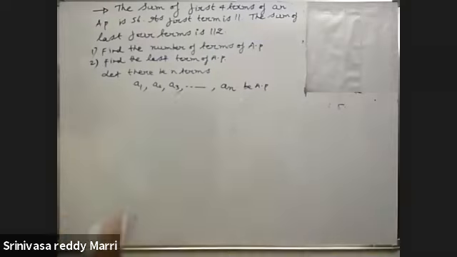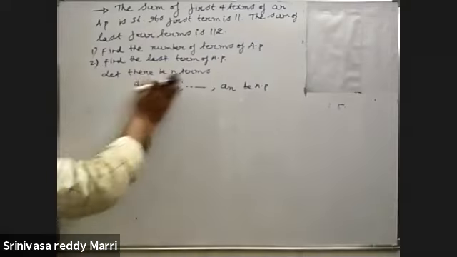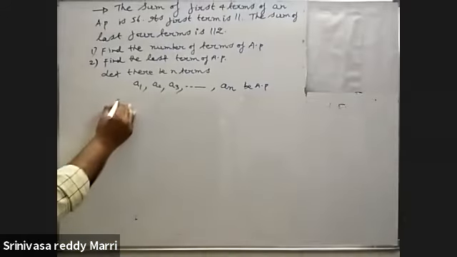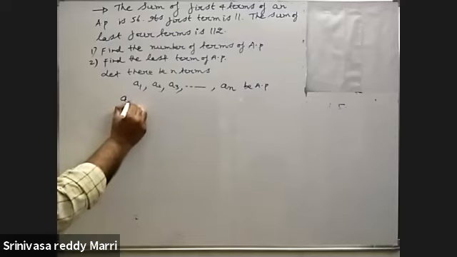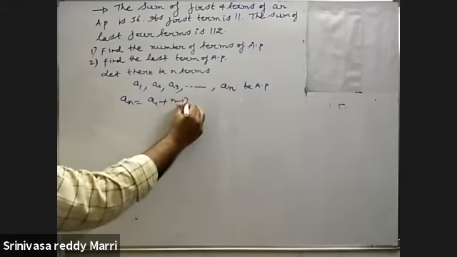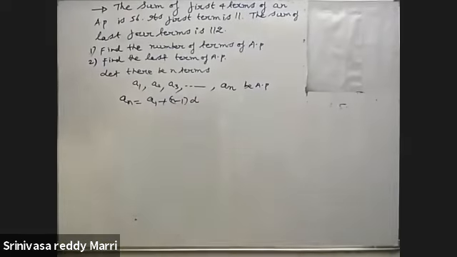That n we have to calculate. How many terms are there? If n equal to 10, it means 10 terms will be there. Like that, let us say this is the AP. Now I am writing the nth term. The nth term is nothing but A1 plus (n minus 1) into D.